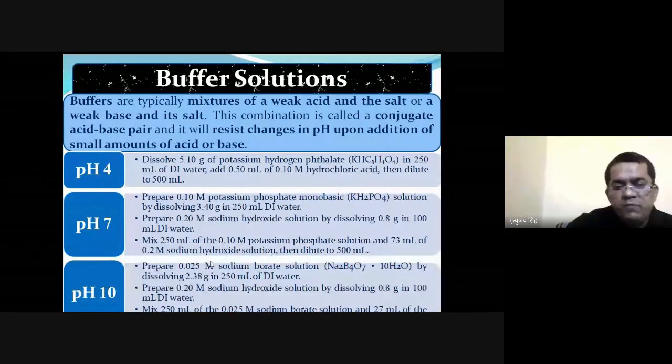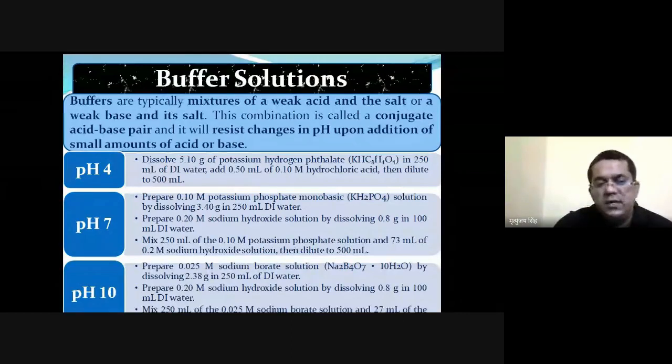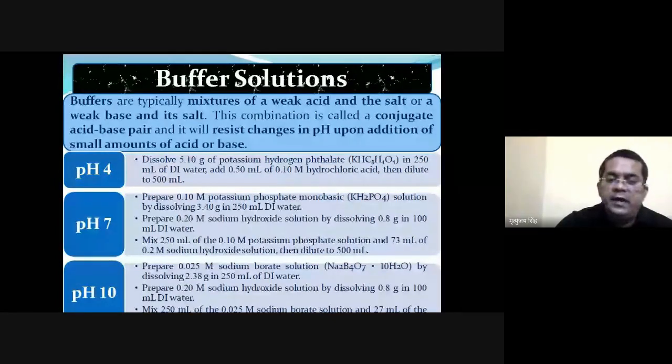Prepare for pH 10: prepare 0.025 molar sodium borate solution by dissolving 2.38 gram in 250 ml of DI water. Prepare 0.2 molar sodium hydroxide solution by dissolving 0.8 gram in 100 ml DI water. Mix 250 ml of the 0.025 molar sodium borate solution and 27 ml of 0.2 molar sodium hydroxide solution, then dilute it to 500 ml.